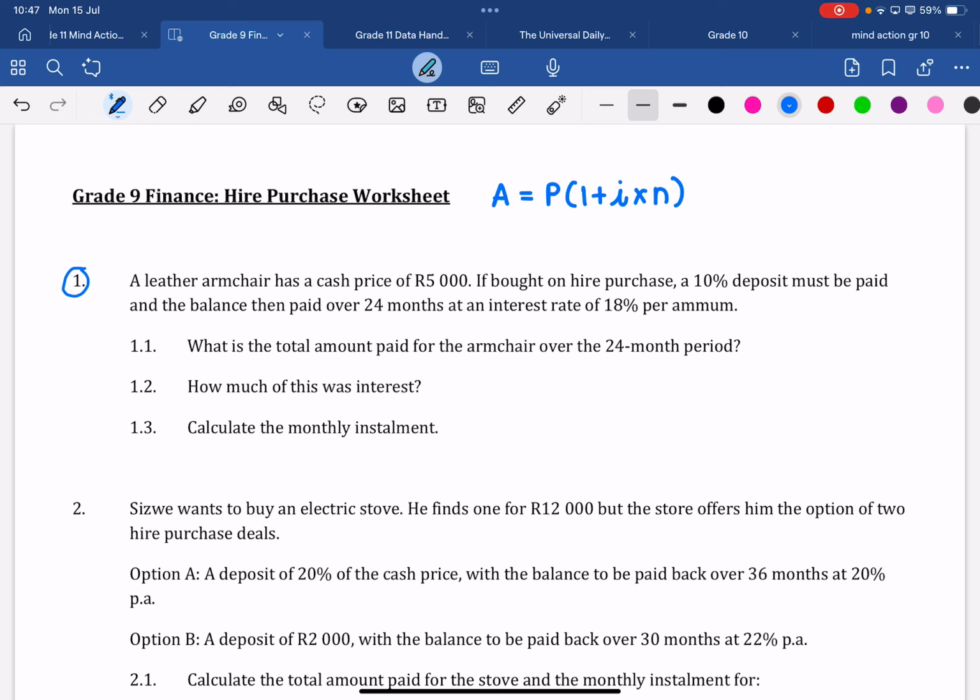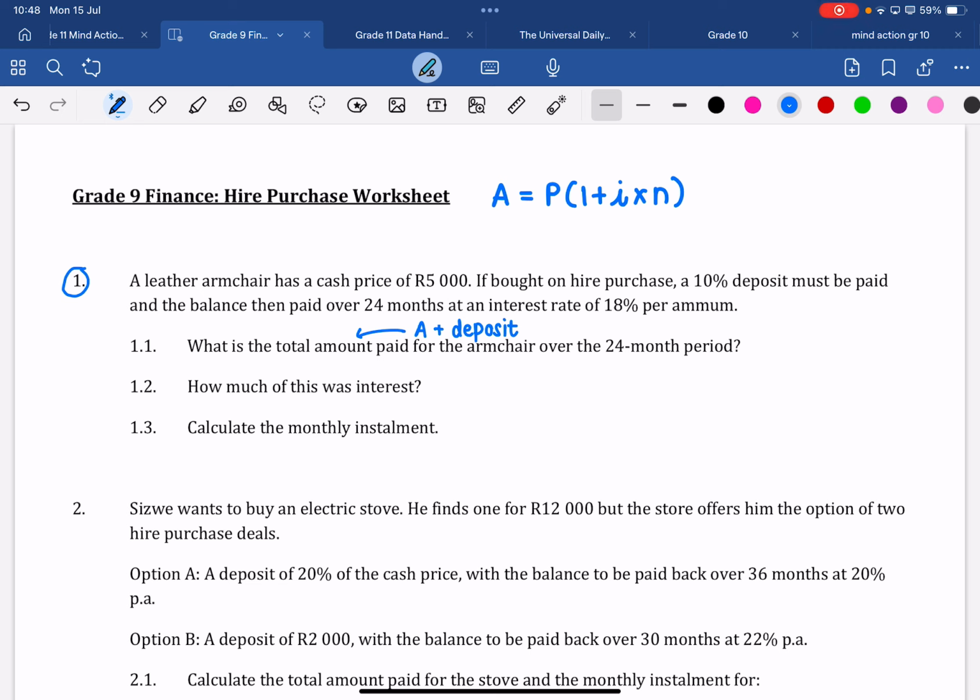Guys, please look at the example that we did just now. What was the formula that we wrote down for total amount paid? Total amount paid was A plus deposit. So that is what we are going to have to use to answer this question. So question 1 is the same as our last question in the previous one.